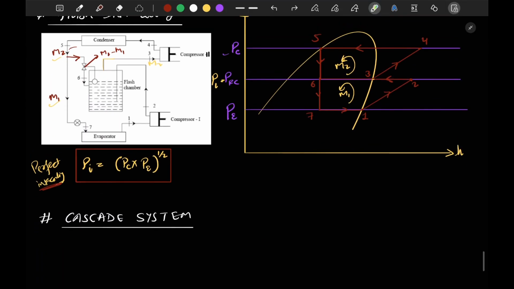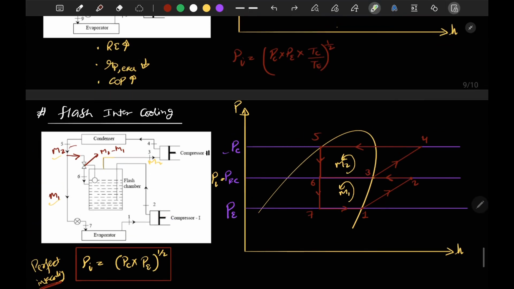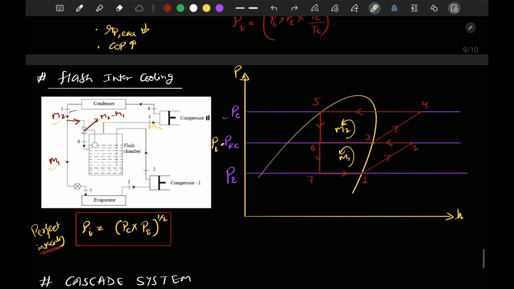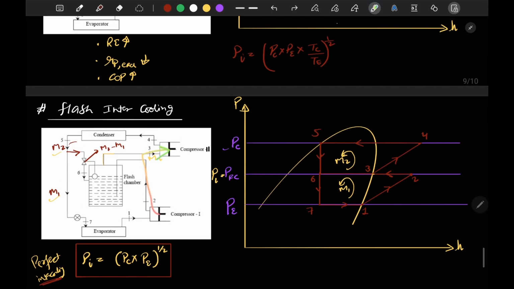Now the next is that lubricant from compressor 1 can be transferred to compressor 2. And why will the lubricant move from compressor 1 to compressor 2? Because the refrigerant is the same in both cases. Refrigerant from compressor 1 is moving to compressor 2. What else can we say?